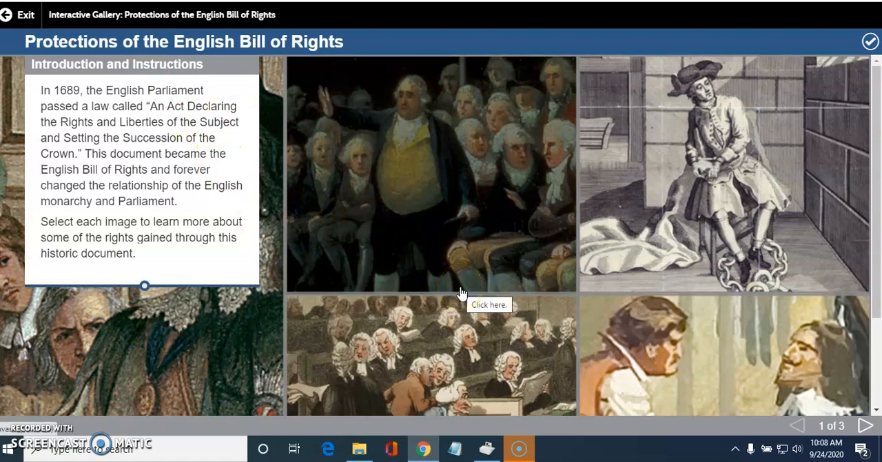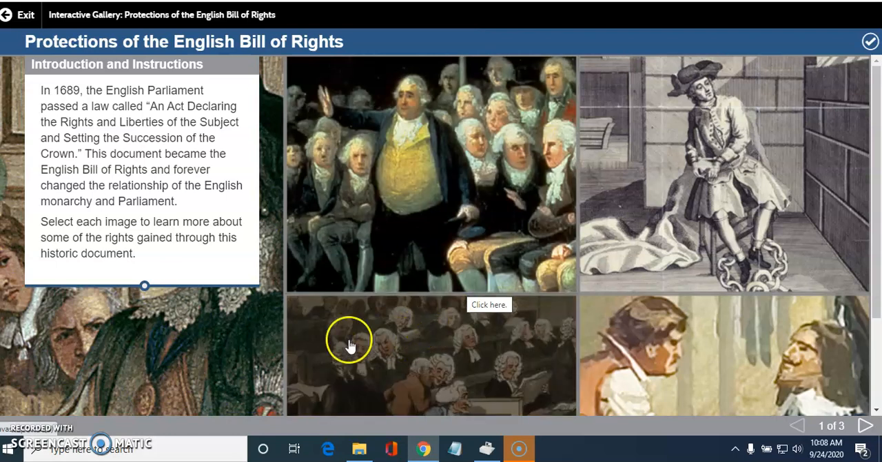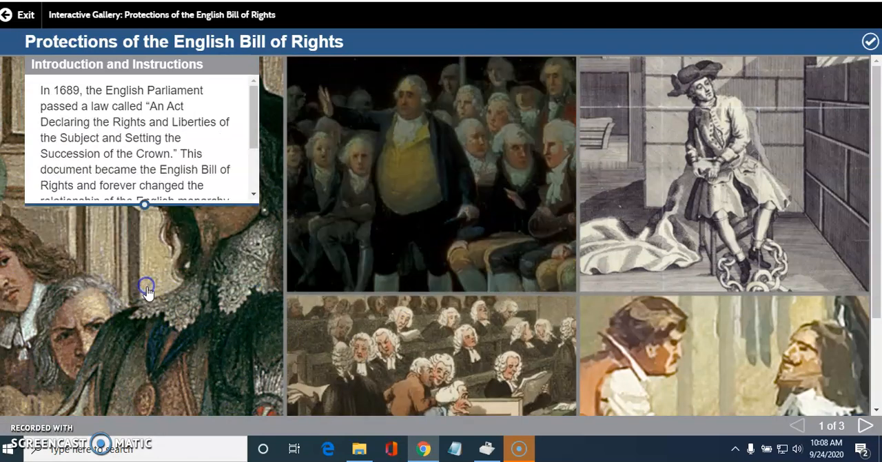So in 1689, after William and Mary took the throne, an act declaring the rights and liberties of the subjects and the setting of the succession of the crown. That means when William and Mary took the crown, they had to guarantee certain rights to the English people. What a fantastic document that this was written down, and the king and queen would be held accountable, and Parliament would be held accountable. So we're going to look at some of the major provisions of the Bill of Rights.